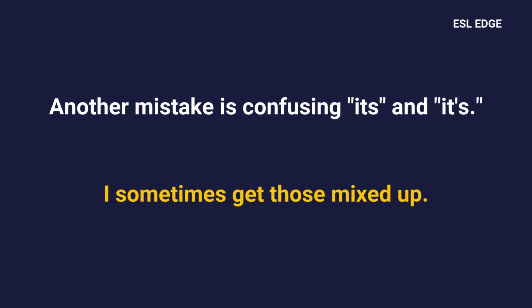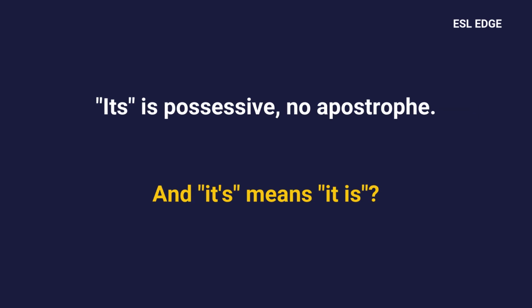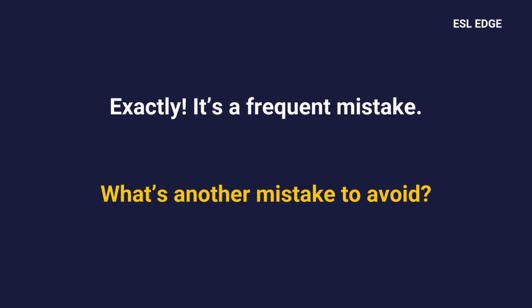Another mistake is confusing its and it's. I sometimes get those mixed up. Its is possessive, no apostrophe. And it's means it is. Exactly. It's a frequent mistake.